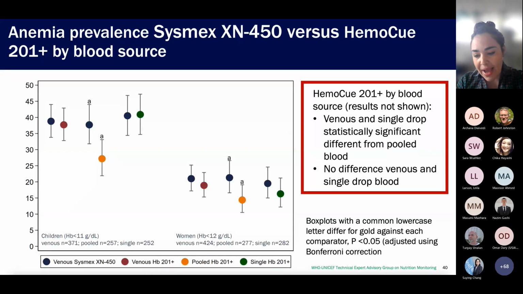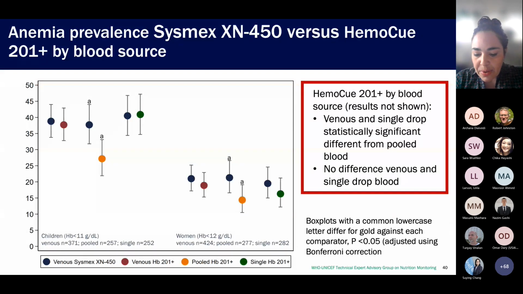So how does this impact anemia estimates? We had a large enough sample size to look at this. And so what I'm showing here is in blue is the gold standard of venous blood in the autoanalyzer. In red is venous blood on the 201 plus. In gold is the capillary pooled blood. And in green is the capillary single drop blood. Results from children are on the left and results from women are on the right.